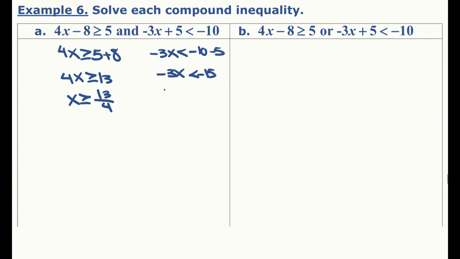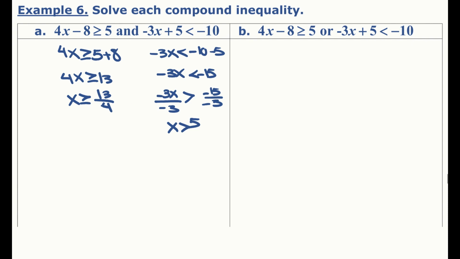Now we're going to divide both sides by -3, and we know what happens as soon as we do that, right? The moment you divide or multiply both sides of an inequality by a negative number, you have to change the direction of the inequality. So now we end up with x is greater than 5.